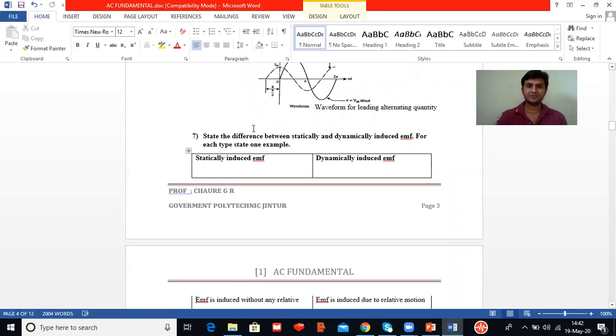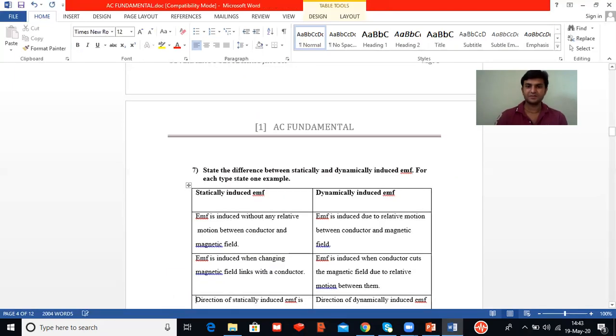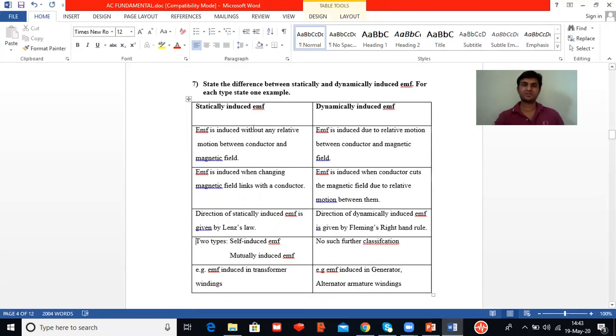The next question is the 4 marks question. State the difference between statically induced EMF and dynamically induced EMF. So the difference is asked for 4 marks, so we have to write 4 points. First point: statically induced EMF is the EMF induced without any relative motion between conductor and magnetic field. This is called statically induced EMF.